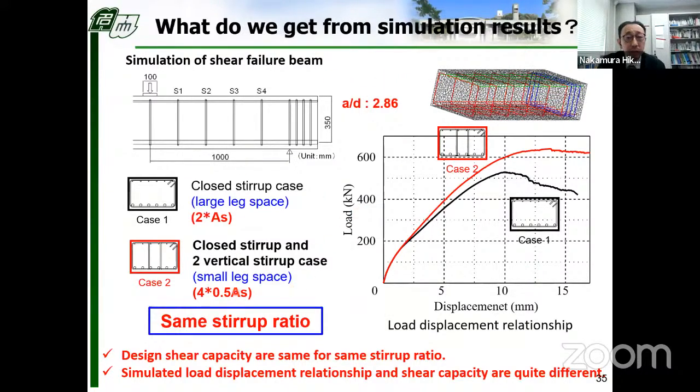This shows just the simulation result of a shear failure beam where only the vertical leg space changes, keeping the stirrup ratio. Design shear capacity is the same for the same stirrup ratio. But the simulated load displacement relationships are quite different. What do you think? Why does this difference occur?